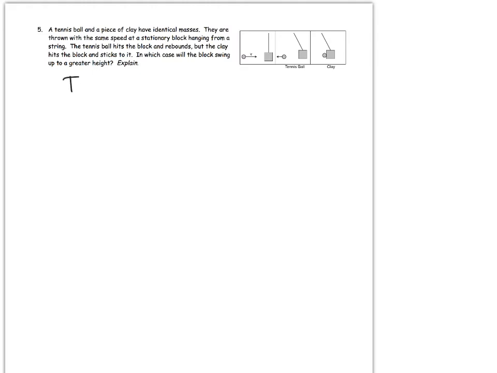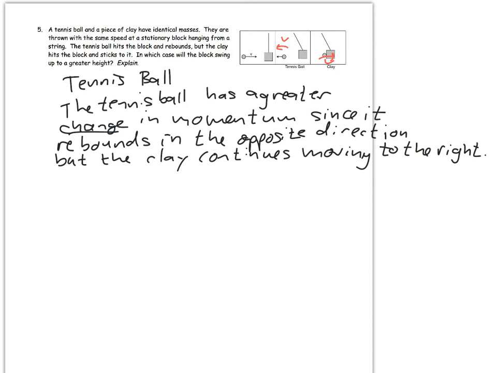And so the answer here is going to end up being the tennis ball. And there's a few ways to explain it, but I think the easiest way is to realize that the tennis ball is initially traveling to the right, and then when it rebounds, its velocity is back to the left, whereas the clay continues moving to the right. It obviously sticks to the block, but the clay is still moving to the right. So the tennis ball has a greater change in momentum, okay? And we know that the change in momentum of these two objects when they collide is going to be the same. All right, so since the tennis ball undergoes a greater change in momentum bouncing off of the block, that means the block gains more momentum and therefore swings up to a greater height because it's traveling faster.